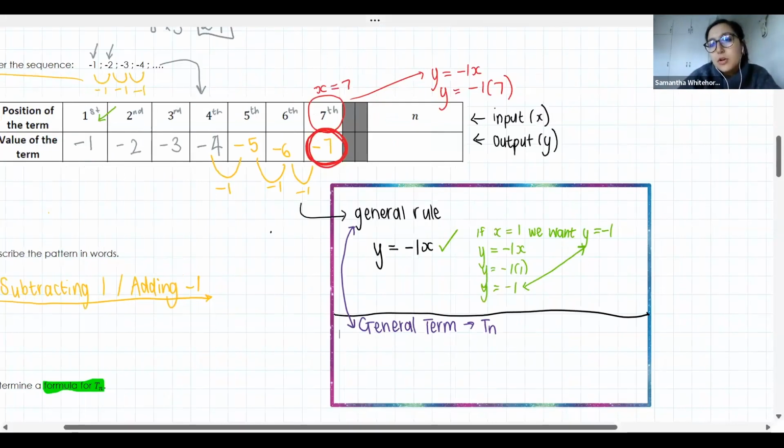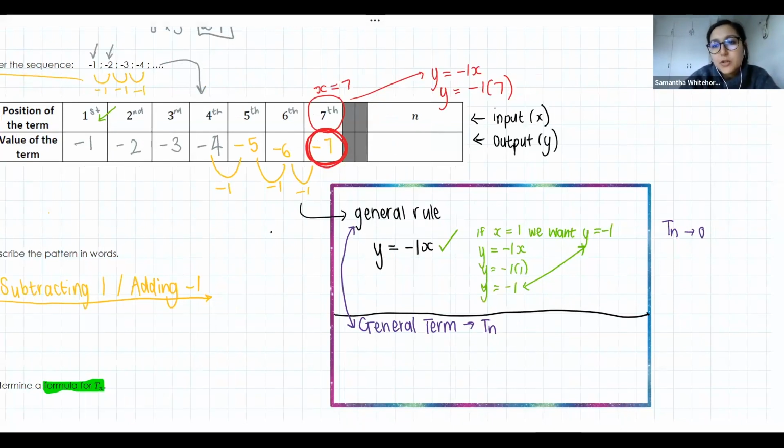So if we break down further what Tn means, Tn is essentially the output value. It is your Y value. It is a general rule to describe the whole pattern. So you are able to, just like the general rule we've just found, find any number in your pattern.